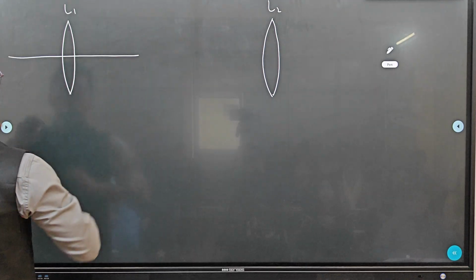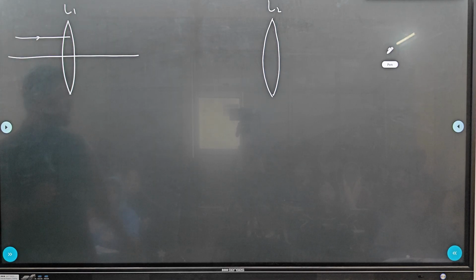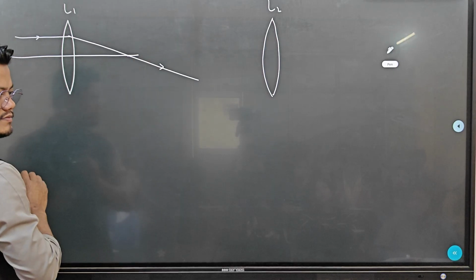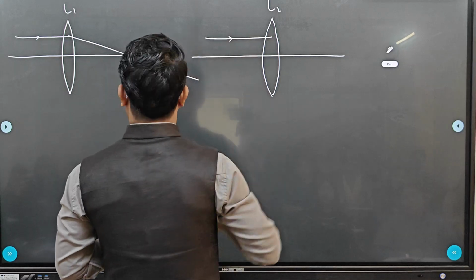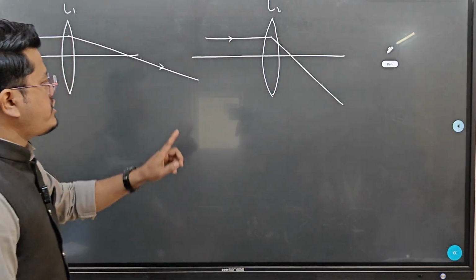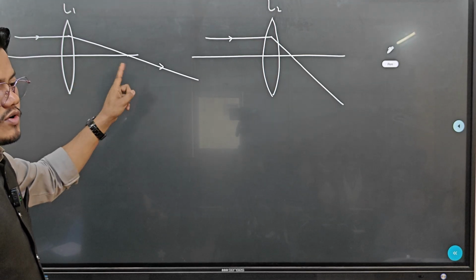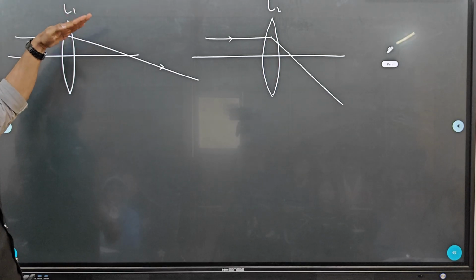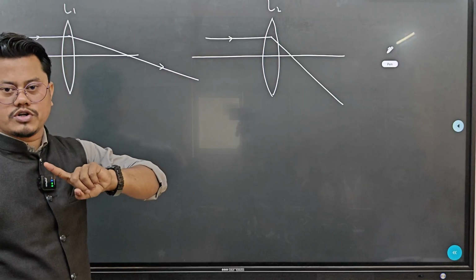When light passes through lens L1, the ray of light converges in this way after striking the lens. When a ray of light passes through L2, it converges in this way. Now look at the two figures and tell me which lens can converge more, L1 or L2? L2. L1 is also converging, but it is converging less.